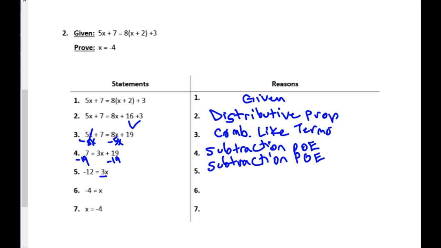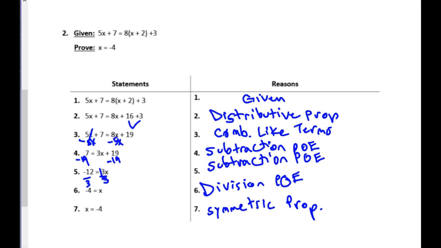Divide by 3. So that's division property of equality. Now, class, step 6 to step 7. The only change was a switcheroo from the left and the right. Okay? So let's look at our properties and think about this. Which one switches? That's called symmetric property. Remember, symmetric means same on both sides, so you could flip it and be the same, right? So that's why we're going to write symmetric property. You only use that if x was on the right and you had to put it on the left, when you switch the equation.